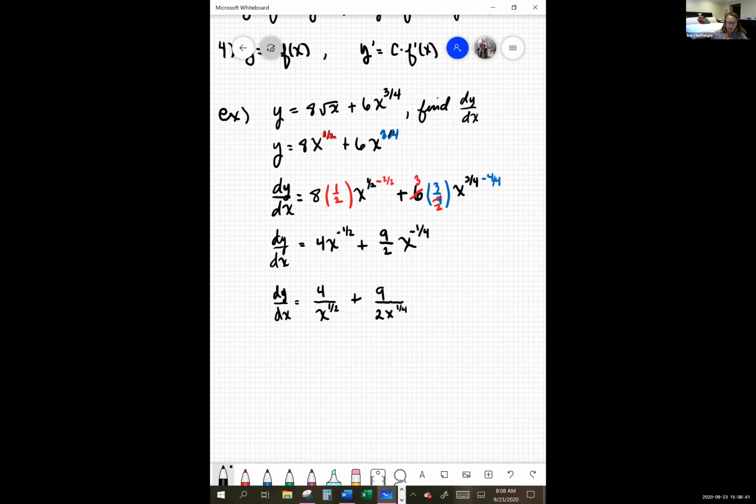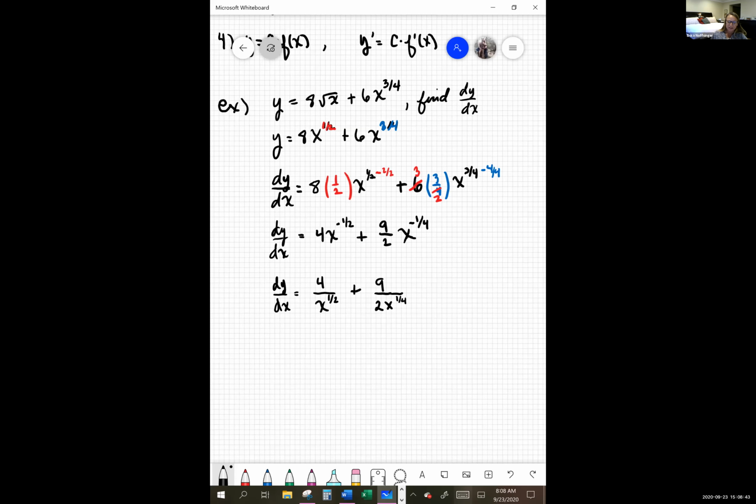I'm going to write it one more way, just to get practice again. So if we have a rational exponent, we can rewrite this as a radical. And so we have dy/dx is equal to 4 all over... So when you have a rational exponent, the denominator is what you're taking the root of. So we're taking the square root. Usually with a square root, you don't put the 2 there. x. And this numerator is the power.